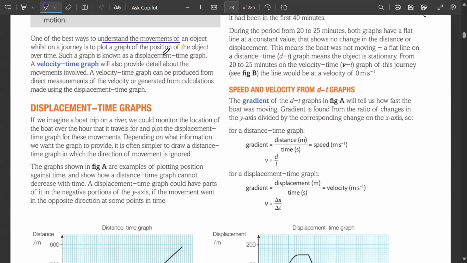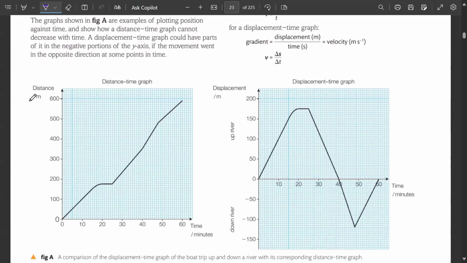So one of the best ways to understand the movements of an object whilst on a journey is to plot a graph of the position of the object over time, such as a displacement time graph or even a velocity time graph, which can give us the details of all the movement involved. What can a displacement time graph tell us? You can see that distance is on the y-axis and time is on the x-axis. As time moves on, the distance of the particular object also increases.